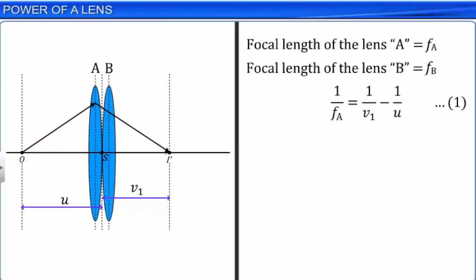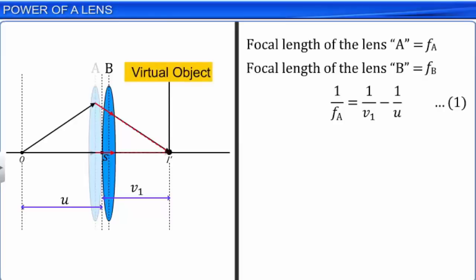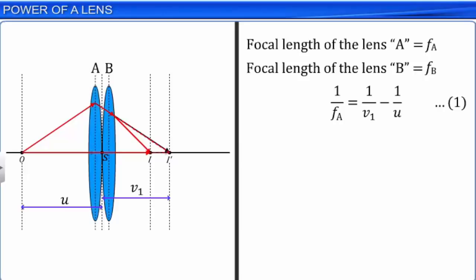If a diverging beam of light is incident on a lens, then the object is a real object. On the other hand, if a converging beam of light is incident, then it is treated as a virtual object. Hence, for the second lens, I' acts as a virtual object. The ray of light is further converged to form an image at I. If the image I is at a distance V, then 1/FB is equal to 1/V minus 1/V1. Let this be equation 2.